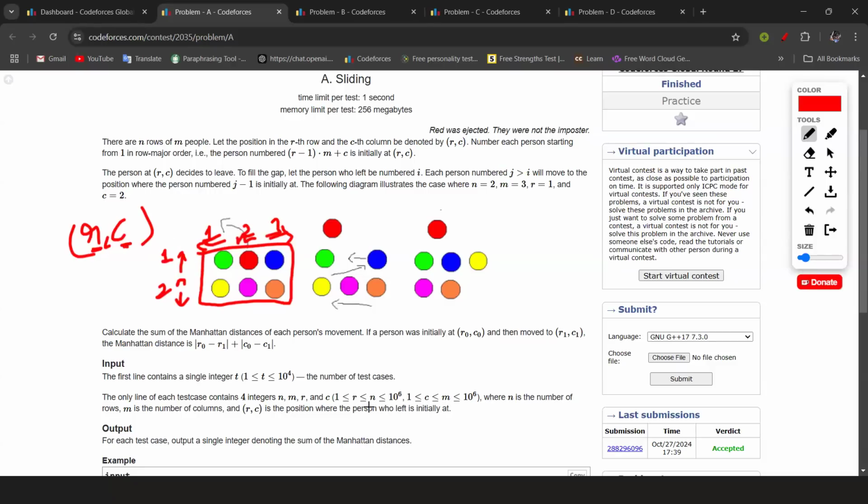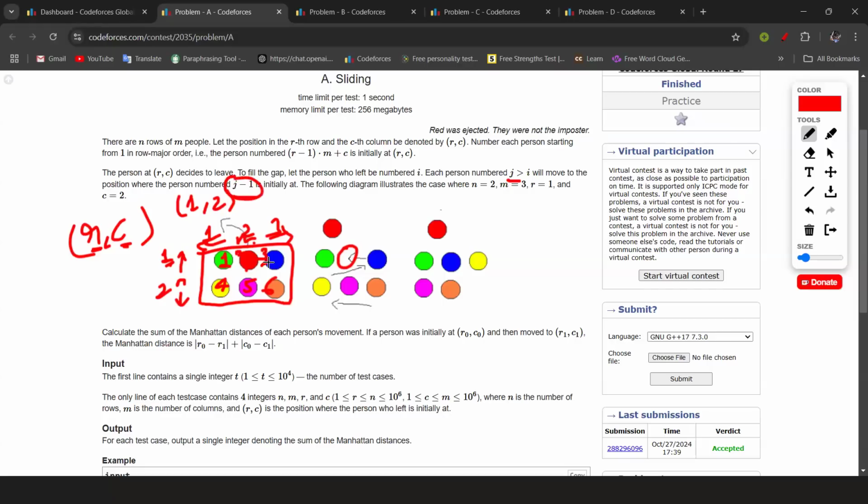So if R and C are given, like in this test case, this person is denoted by 1 comma 2. If this person leaves, what would happen? The persons are numbered like this in row-major order. So this person is numbered 1, this person is numbered 2, this person is numbered 3, then 4, 5, 6. Now if this person leaves, all the j greater than i, all the persons numbered greater than him, would move to the position of person j minus 1.